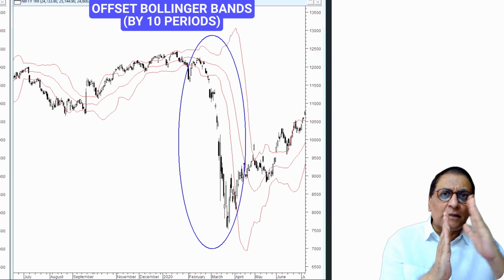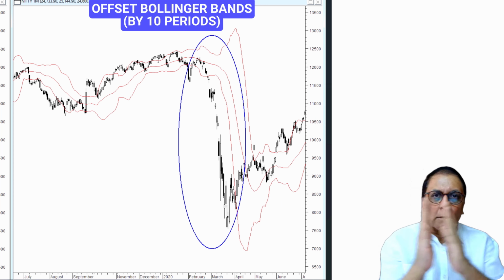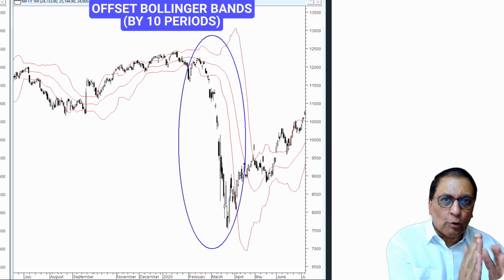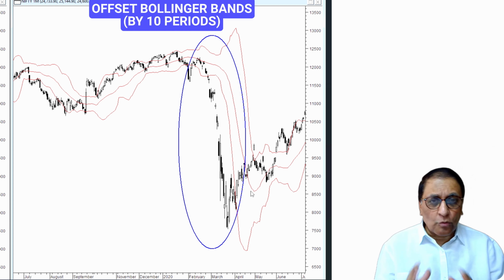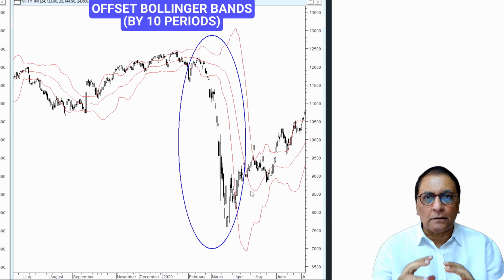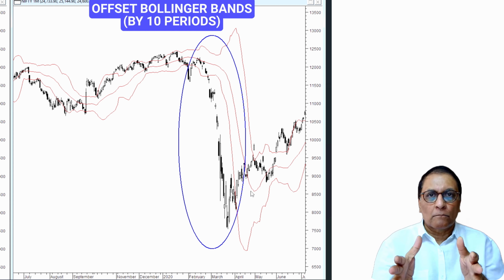If I offset the band by 10 periods, then previous values of the band come above or below the current value of the prices, and look at the clarity with which you got a sell signal. So here is something fantastic which you can use, which is an offset Bollinger Band. An offset Bollinger Band will give you crystal clear trading signals.